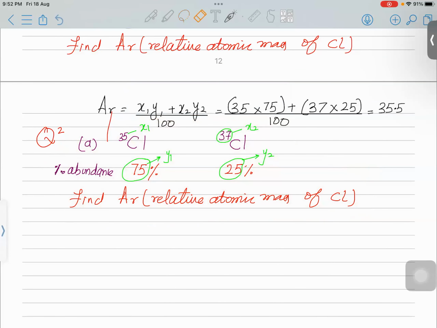Now question number 2 is for bromine. Bromine is 79 and 81. The percentage is the same, 50% and 50%. Now calculate AR.